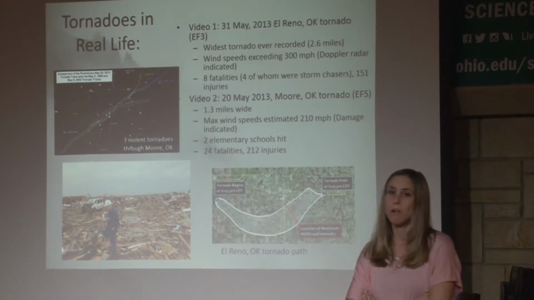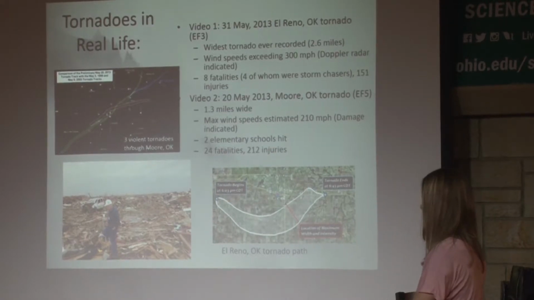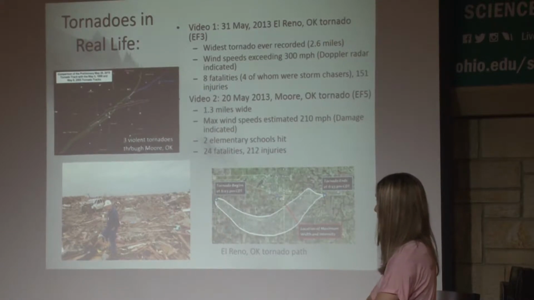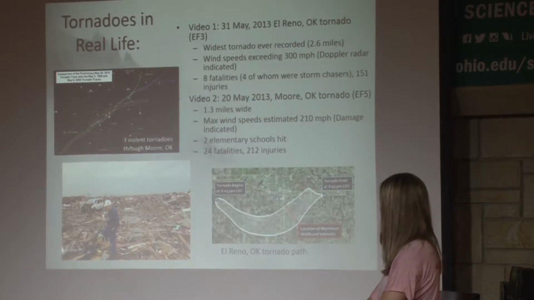Unfortunately, 4 of those 8 fatalities were actually storm chasers. In a very catastrophic turn of events, they were caught up by a small-scale vortex just outside the main tornado, and their vehicle was flipped and rolled, and they unfortunately didn't make it.